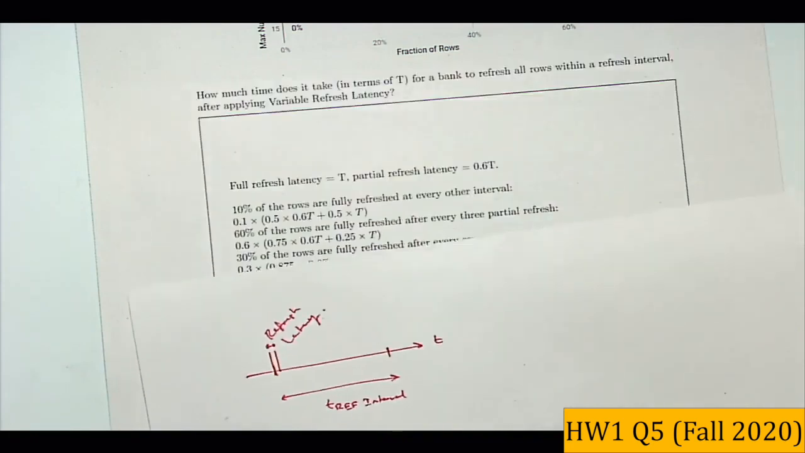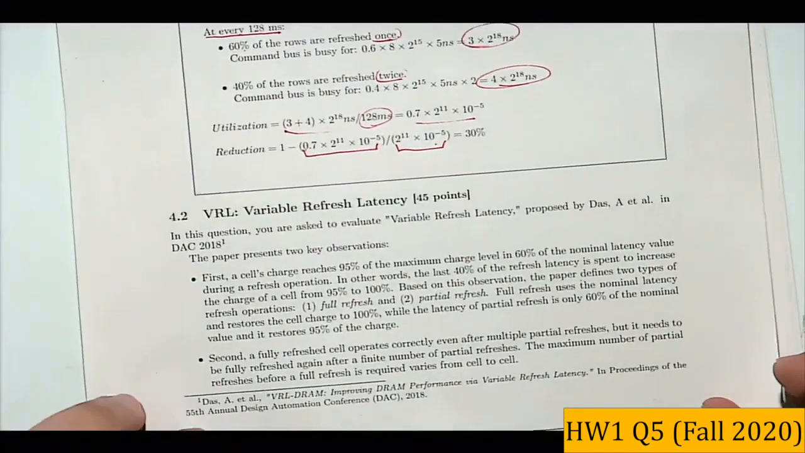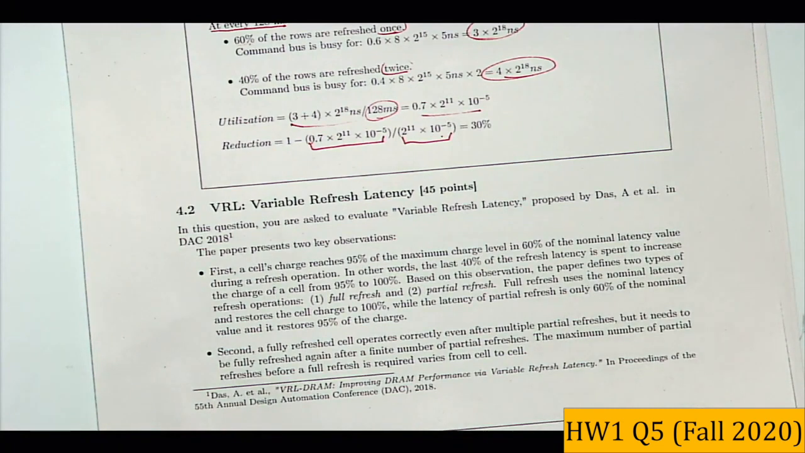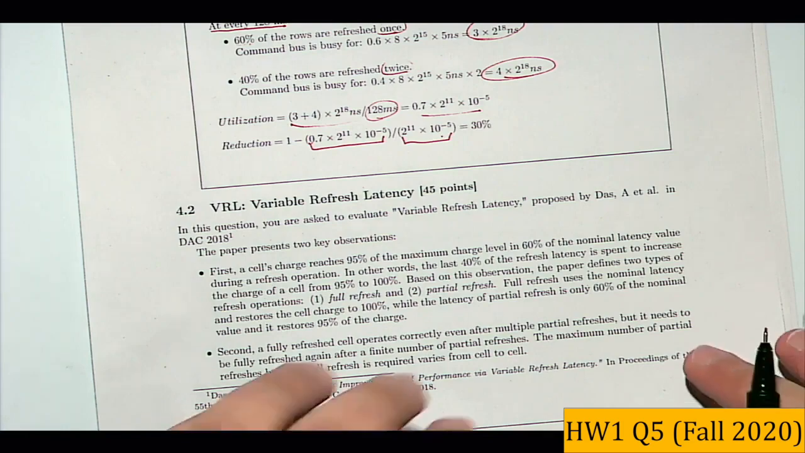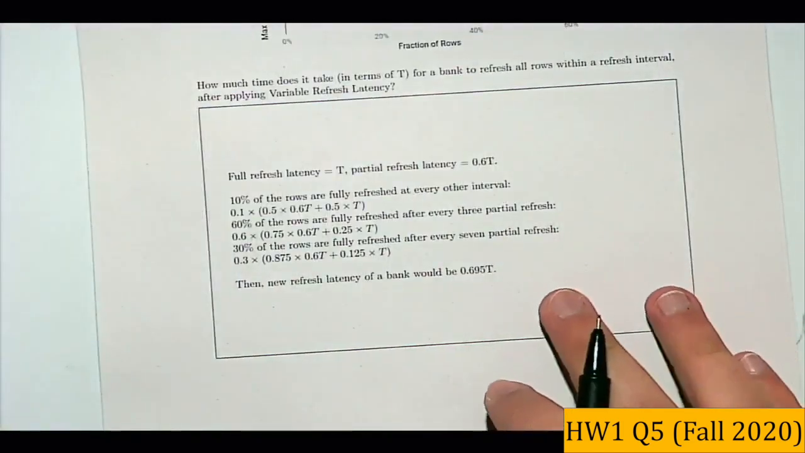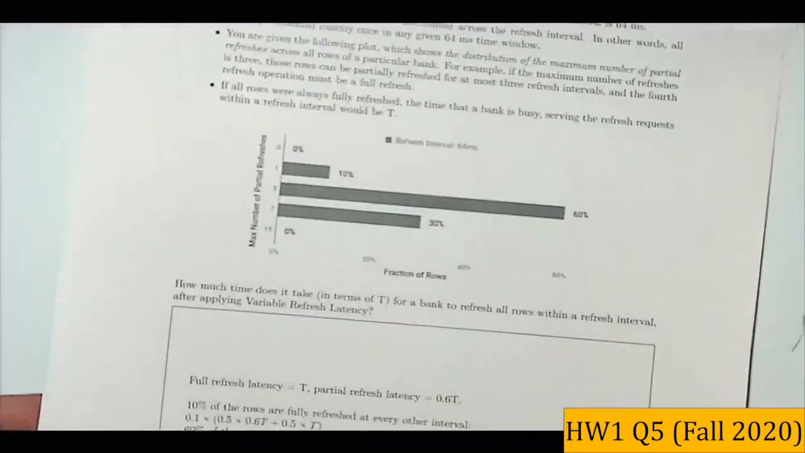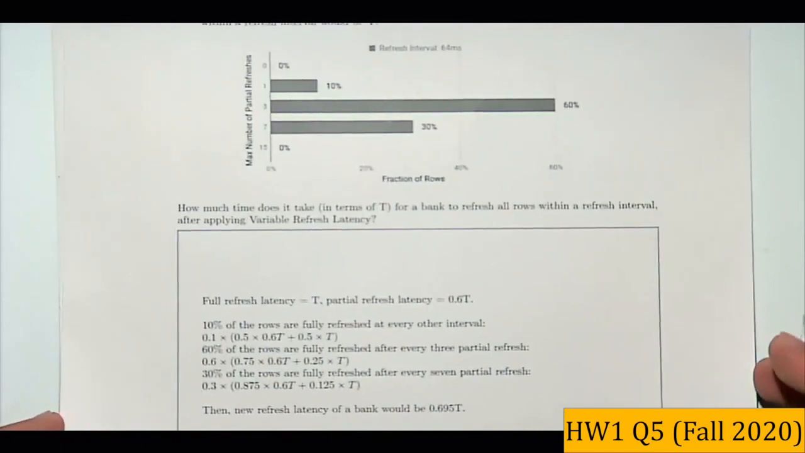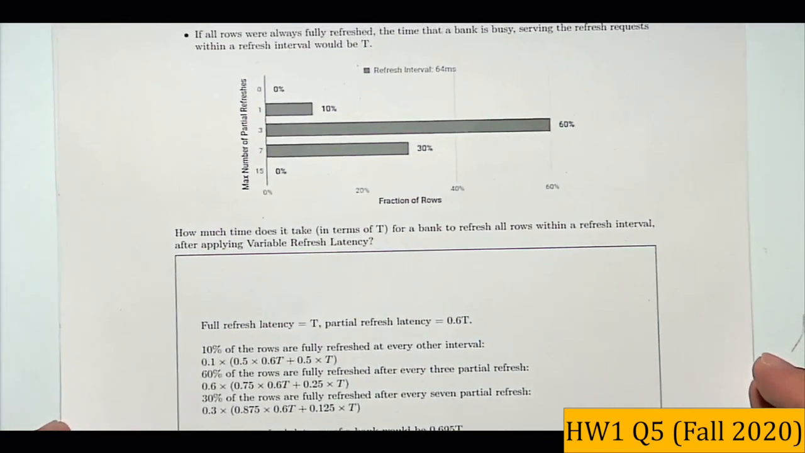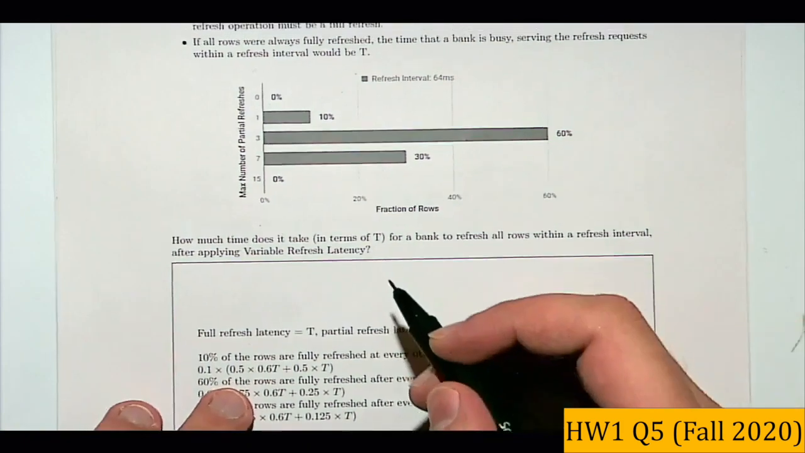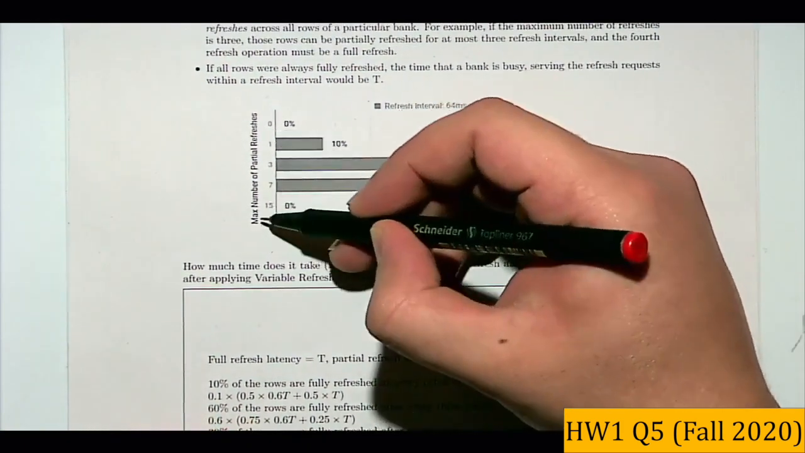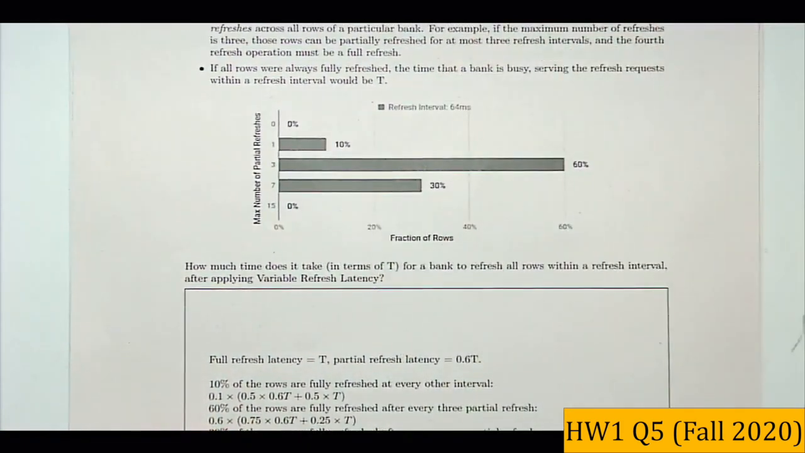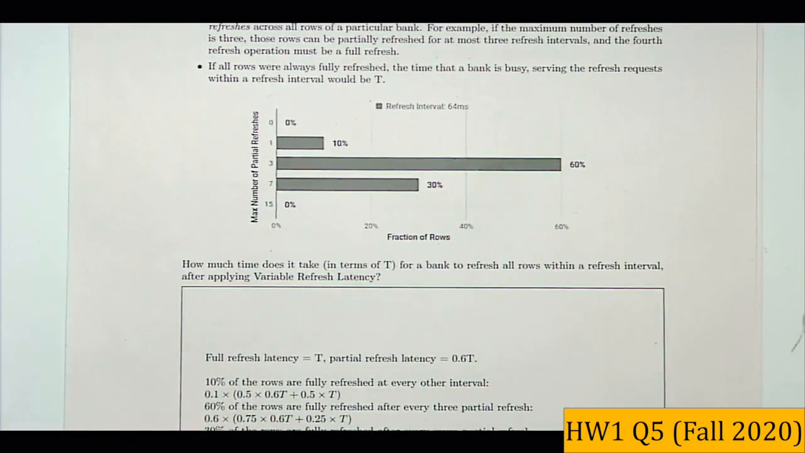The main observation was that you can actually get a pretty good restoration in the voltage level if you just wait for 60% of this latency instead of waiting the whole thing. So the remaining questions are going to be based on this observation. In the first one, the question tells us that here we see a graph. On the y-axis, it's the maximum number of partial refreshes. When we just use 60% of refresh latency, it means a partial refresh.